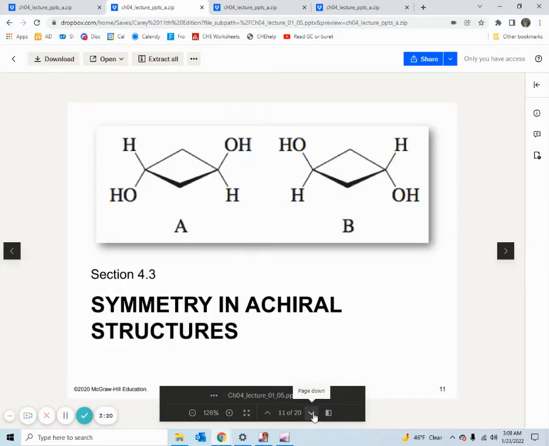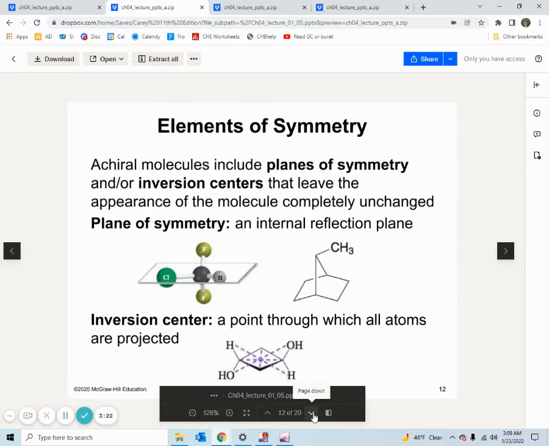4.3, Symmetry and achiral structures. Elements of symmetry. Achiral molecules include planes of symmetry and/or inversion centers that leave the appearance of the molecule completely unchanged. A plane of symmetry, by the way, is an internal reflection plane, as shown here. An inversion center, on the other hand, is a point through which all atoms are projected.